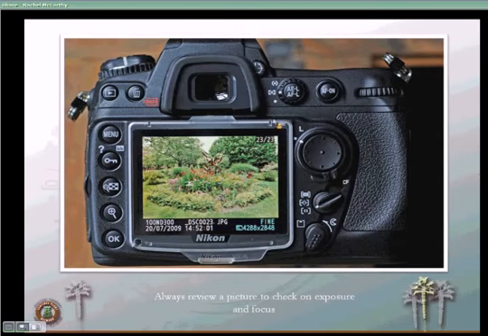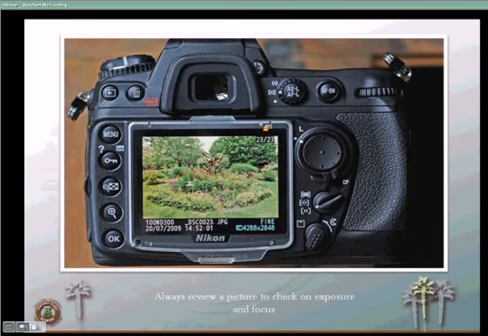Now, usually it'll work probably 90% of the time and you'll get a good exposure. And every time you take a picture, you're going to want to look at the picture on the back of the digital camera and just see if it looks right. See if it's not overexposed or underexposed.